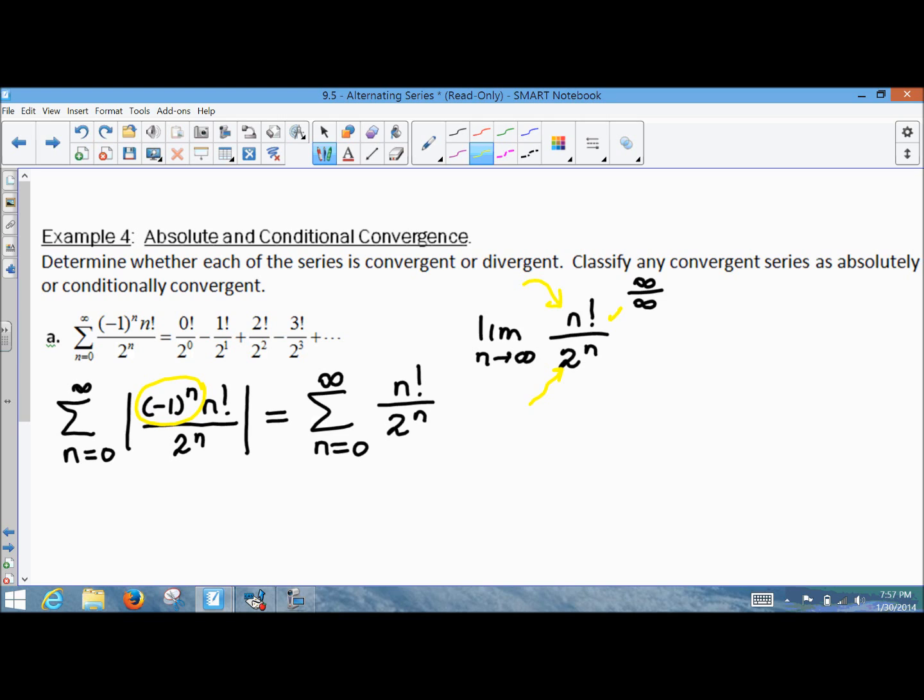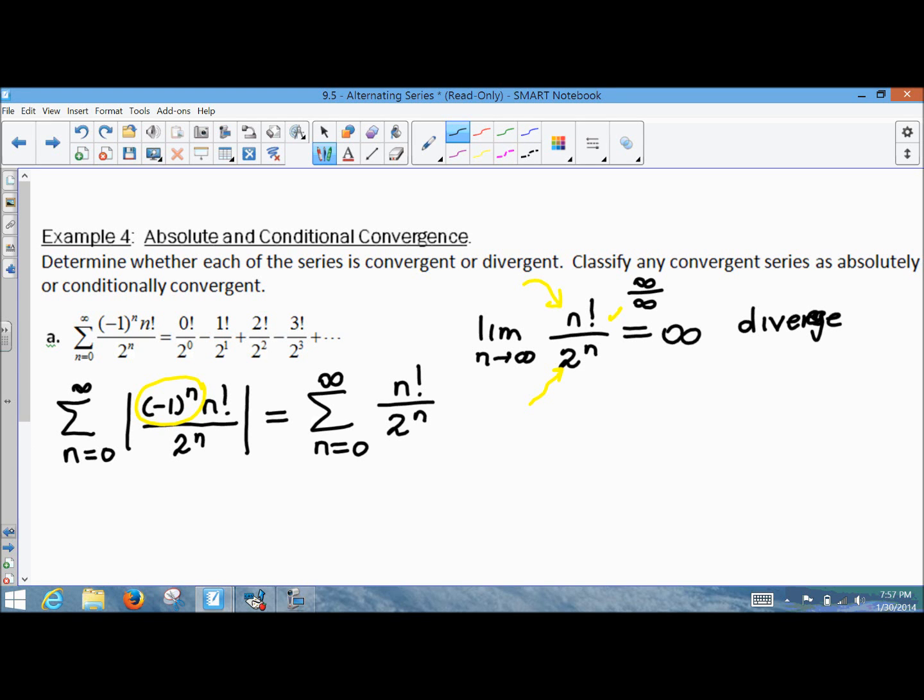And as n goes from 4 to 5 to 6 to 7, we're going to find out that without any doubt, this is going to become infinity. Since infinity is not 0, the nth term test applies, and this diverges. So we've established that. What does that mean?